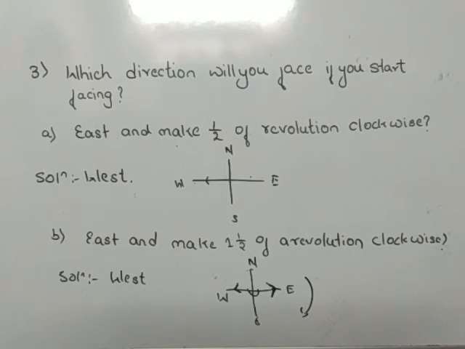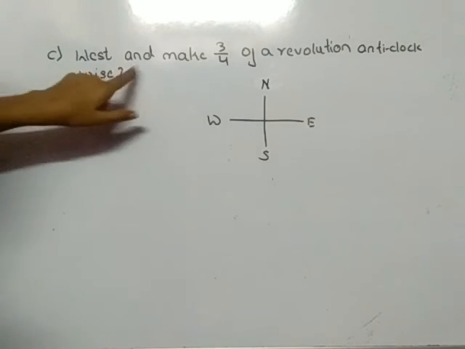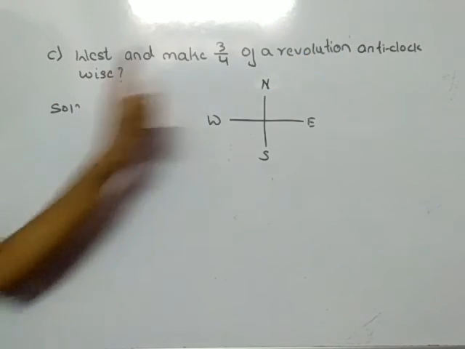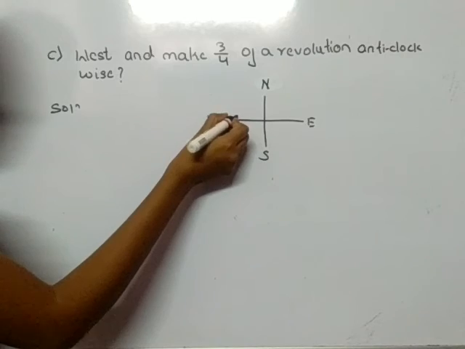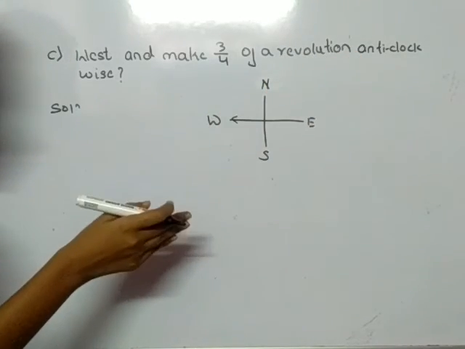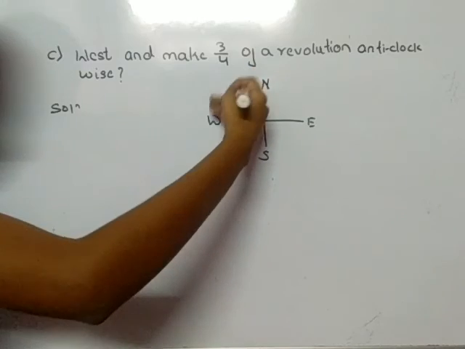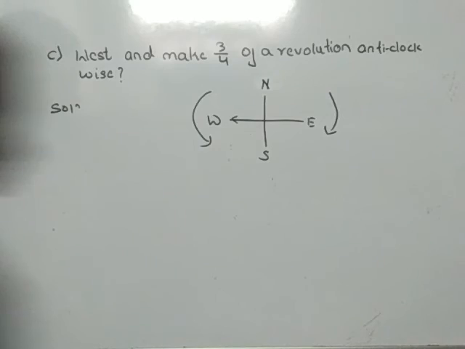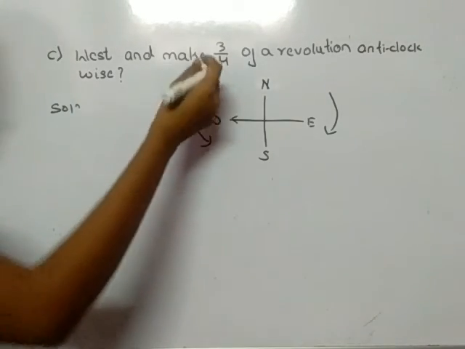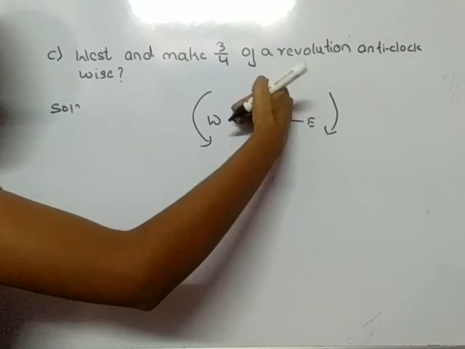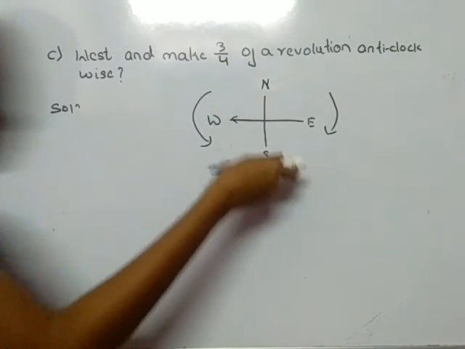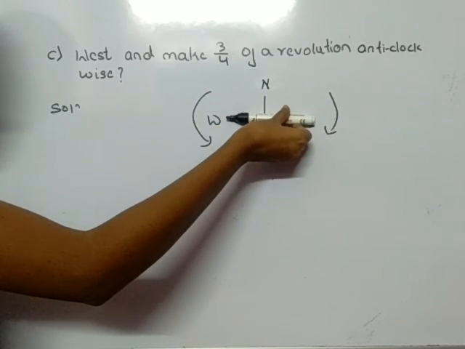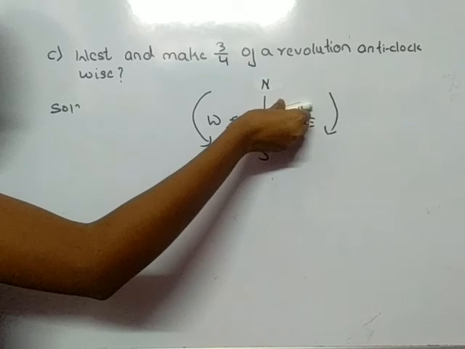Next, third one. West and makes 3 by 4 of a revolution in anti-clockwise direction. First I am facing towards the west and I am rotating in an anti-clockwise direction. Clockwise direction is like this. Anti-clockwise direction is like this, the reverse direction. First I am facing towards the west, and I will move in an anti-clockwise direction.